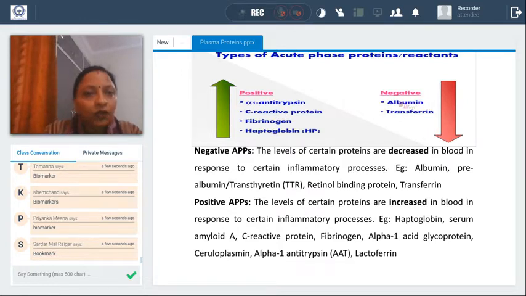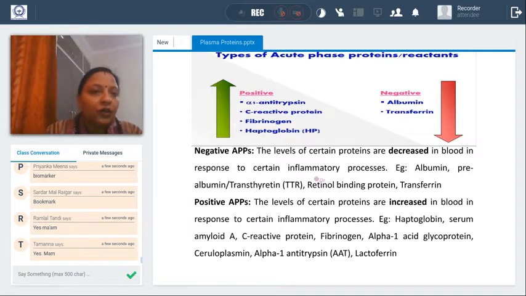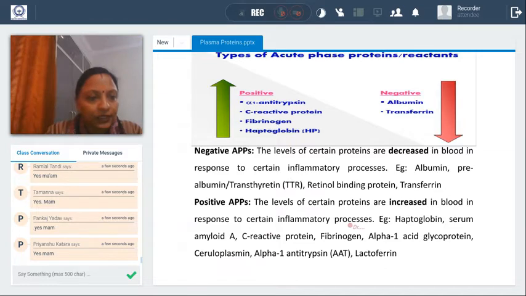Now is it clear to all of you what the positive APPs and negative APPs are? Please write in the box. The levels of certain proteins that are decreased in blood in response to certain inflammatory conditions are called negative, and positives are those which are increased in blood in response to certain inflammatory processes. Okay.